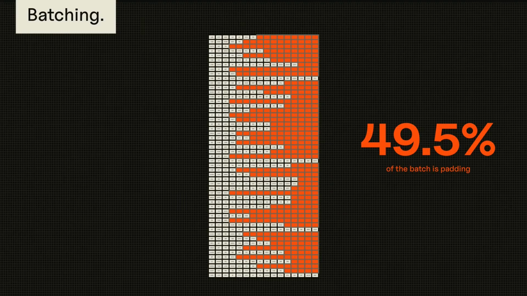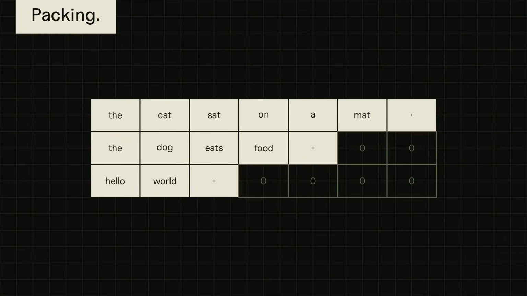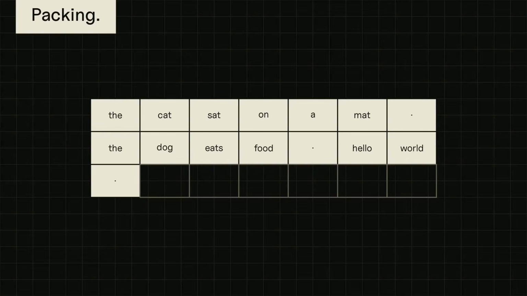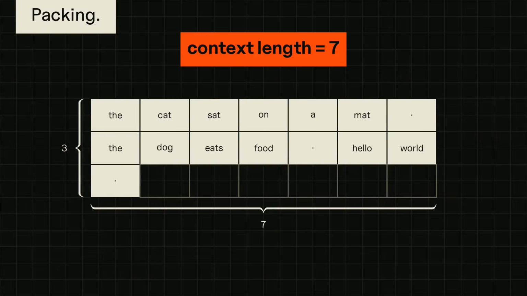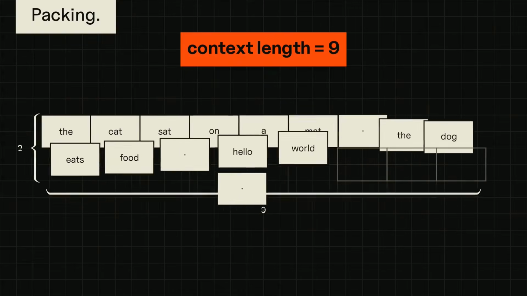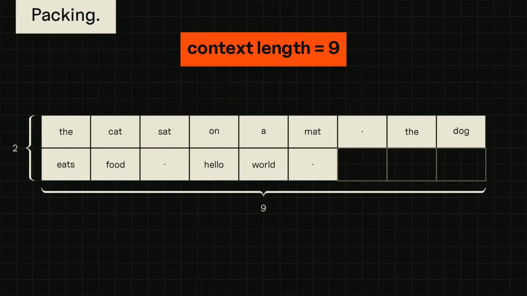So in practice, we use something called pack chunking. Instead of padding every sequence individually, we concatenate multiple sequences together and then split them into fixed length chunks based on the model's context length. For example, if our context length is 7, each row in the matrix will contain exactly 7 token IDs. Since the total number of tokens is usually not an exact multiple of the context length, only the final chunk will contain some padding.